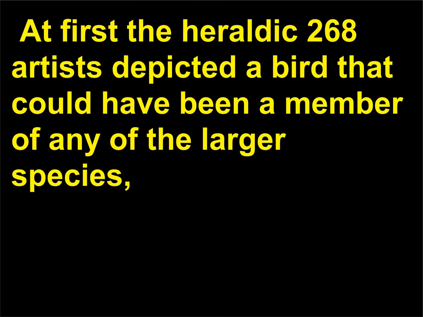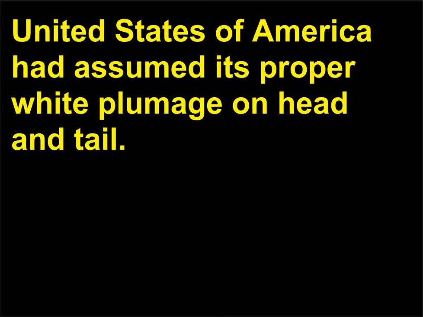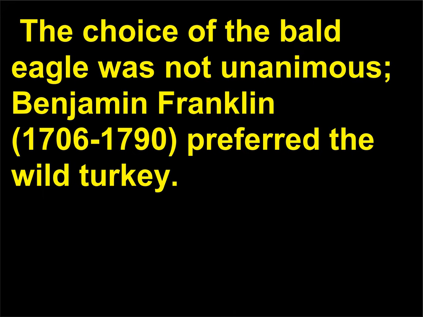At first, the heraldic artists depicted a bird that could have been a member of any of the larger species. But by 1902, the bird portrayed on the seal of the United States of America had assumed its proper white plumage on head and tail. The choice of the bald eagle was not unanimous.